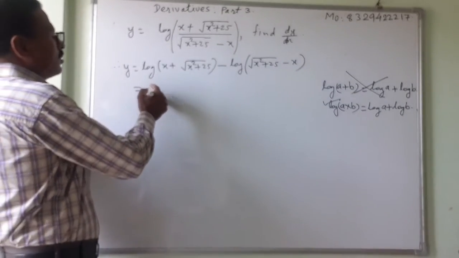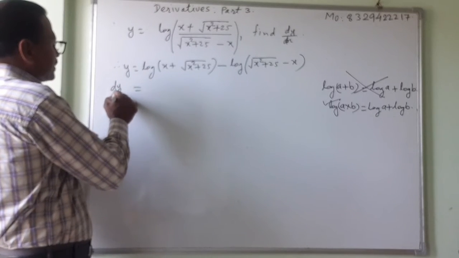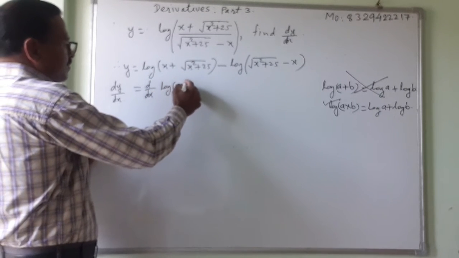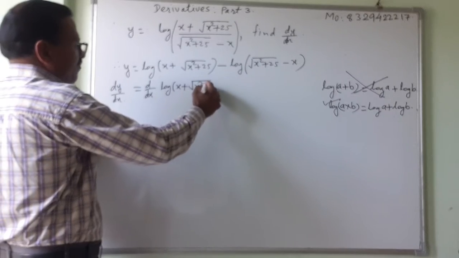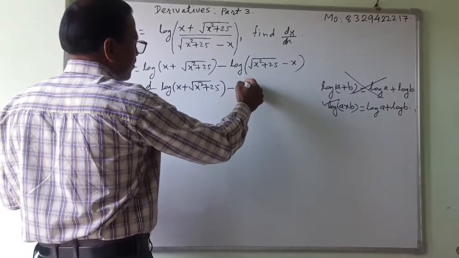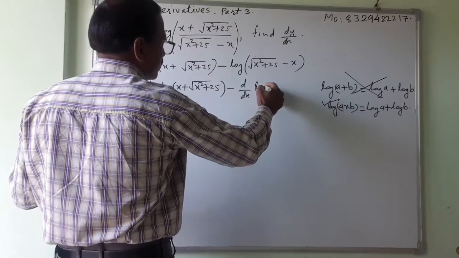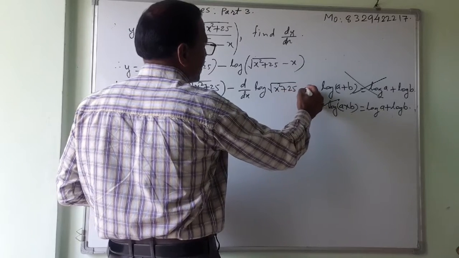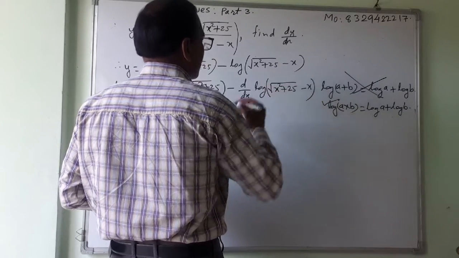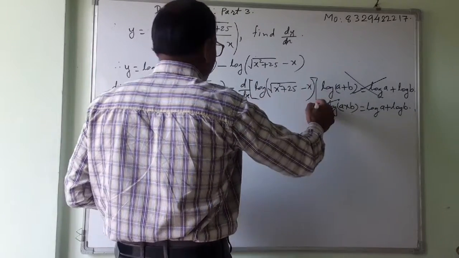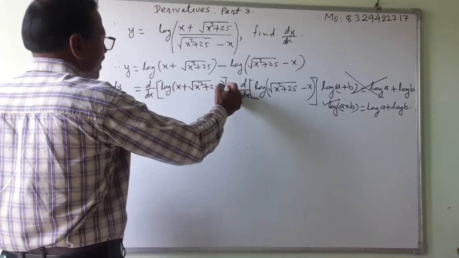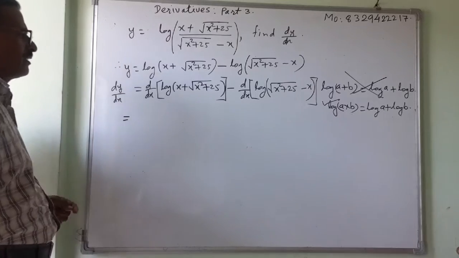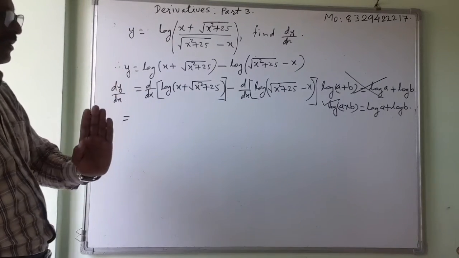So now, taking the derivative, dy by dx is equal to d by dx of log of x plus under root x square plus 25, minus d by dx of log of under root x square plus 25 minus x. I am going to take the derivative of this. Generally, put the bracket so that we will understand it. So that is equal to... Now the derivative goes stepwise.